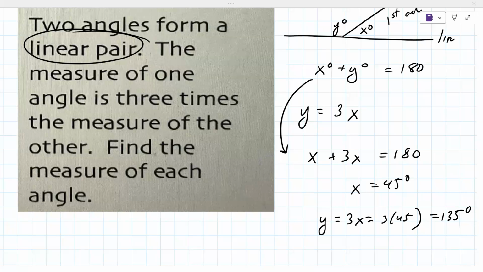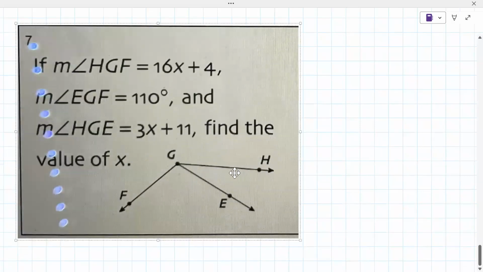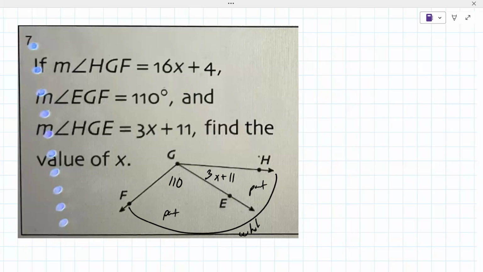All right, so you got that down. I want you to try the previous problem here, number seven. You'll notice that it is really similar, meaning it's two things that add up to something else. So they're giving you EGF, that's 110. HGE is 3x plus 11. And what do they add up to? They add up to 16x. Yeah. So the equation is the part plus the part equals the whole. So see if you can set that up and solve for x, please.